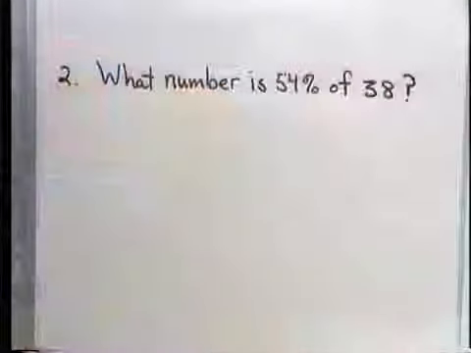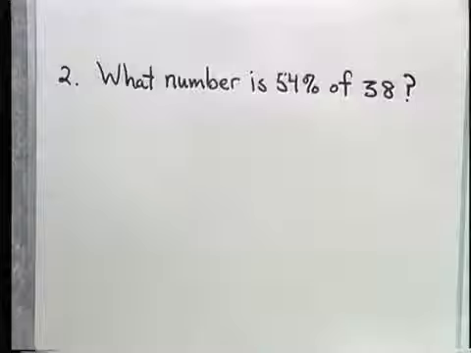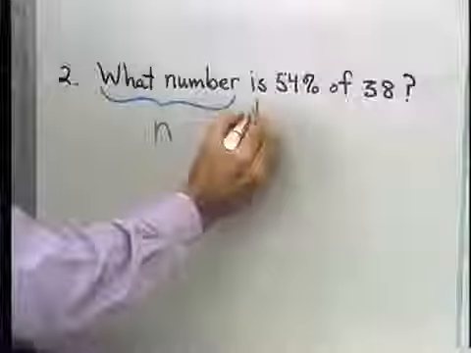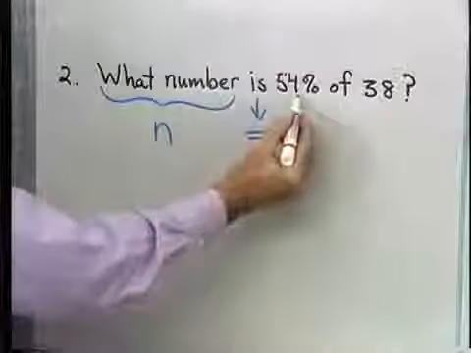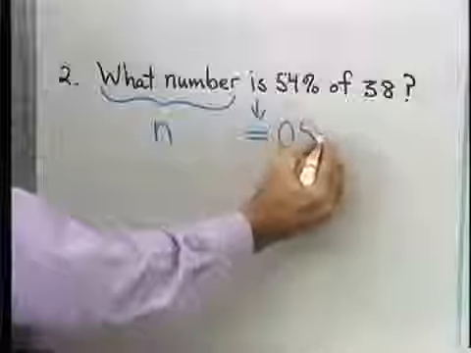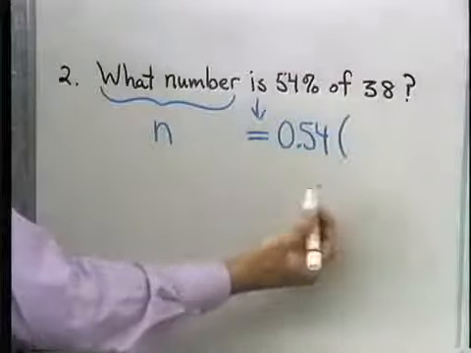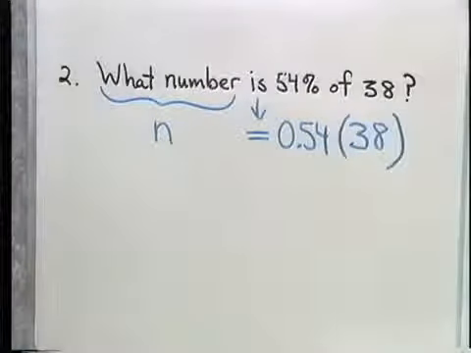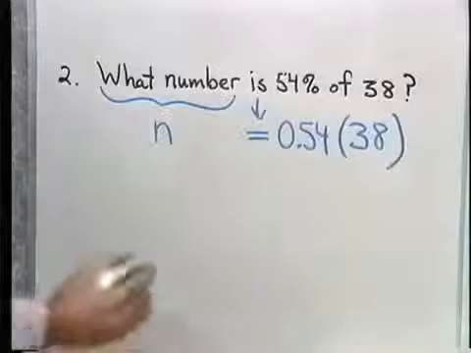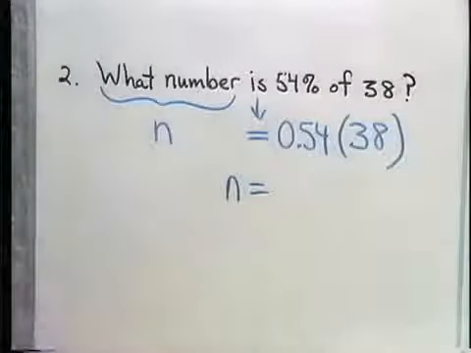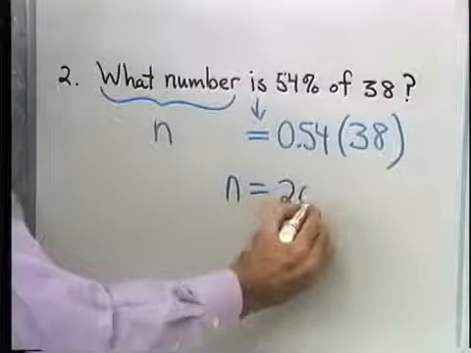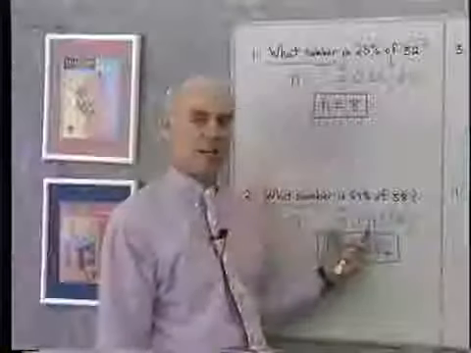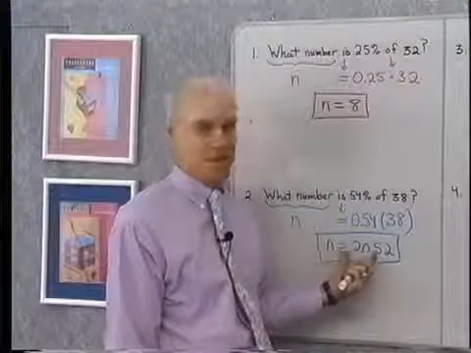Let's look at our next problem. What number is 54% of 38? So again, I just do my translation. What number? That will be n. Is translates as equal. 54%, 0.54. And then of translates to multiply. I'll use parentheses this time. 38. So n is equal to 0.54 times 38. When I actually do that multiplication, and I'll do it on a calculator, I end up with n equal 20.52. So a very straightforward process of translation. That gives us an equation to solve. We solve the equation, and that's our solution.